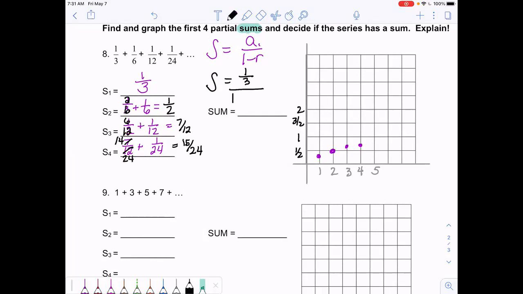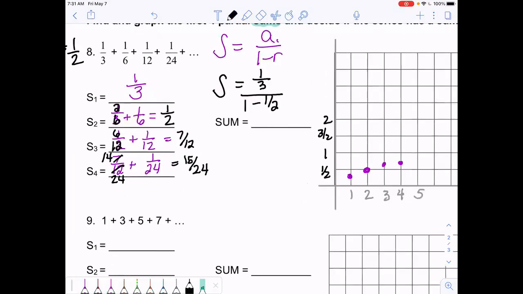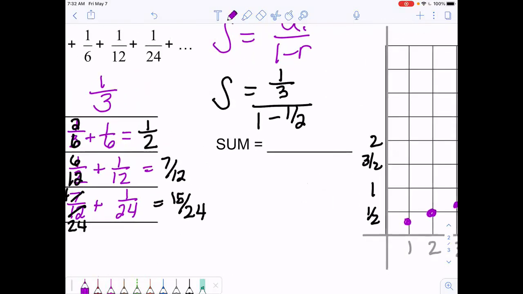And then Jaden, what are you doing to get from 1/3 to 1/6, 1/6 to 1/12, 1/12 to 1/24? Yeah, you're multiplying by a half. So I would have 1/3 and then 1 minus a half. So my sum is 1/3 over a half. And I know when I'm dividing, I'm really multiplying by the reciprocal. So the sum is equal to 2/3.